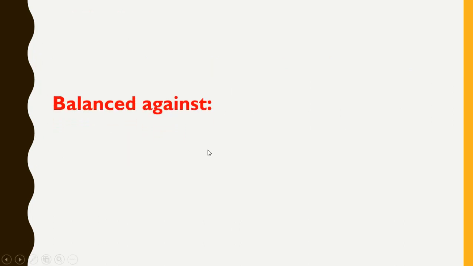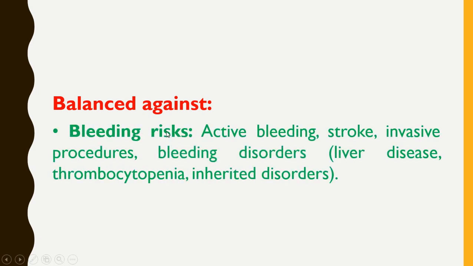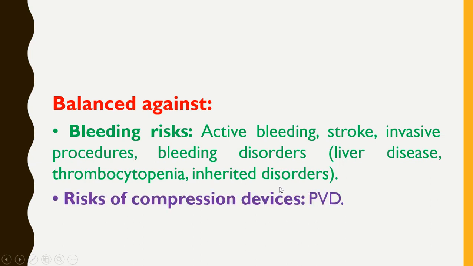These risks are balanced against the bleeding risk, like active bleeding. We must balance between the risk of thromboembolism and the bleeding risk. Bleeding risks include active bleeding, stroke, invasive procedure, and bleeding disorders like liver disease, thrombocytopenia and inherited disorders. The other one is the risk of compression devices in peripheral vascular diseases.